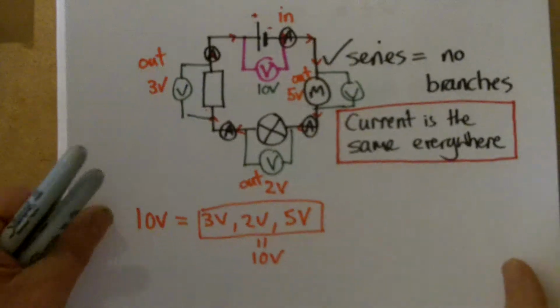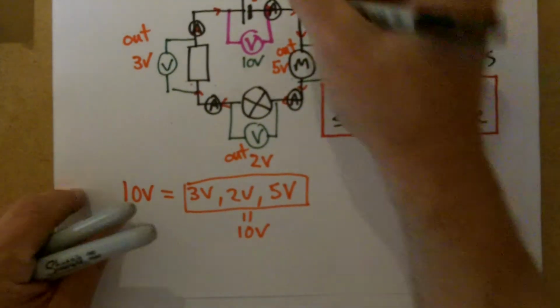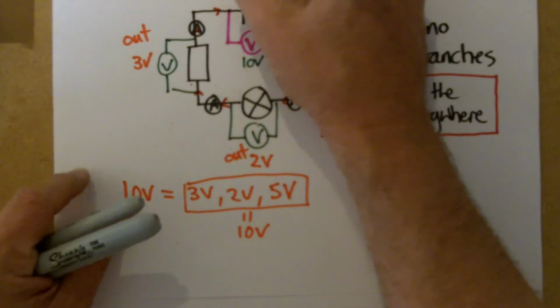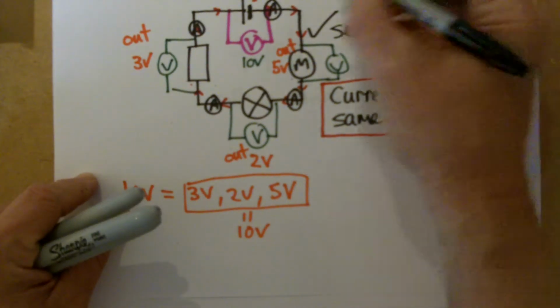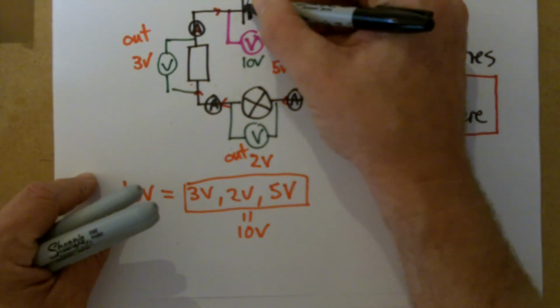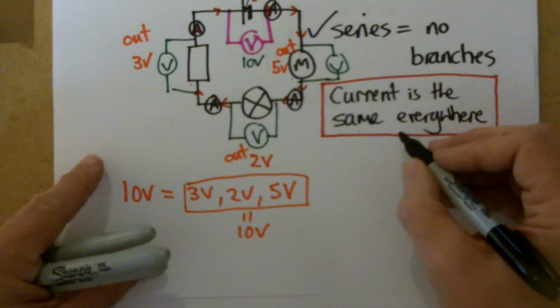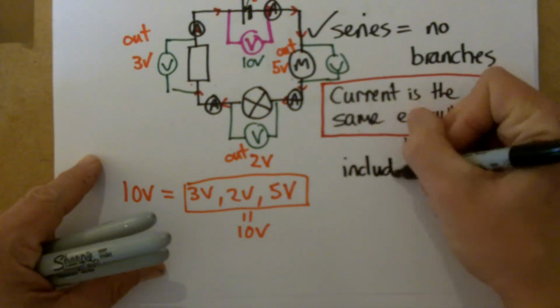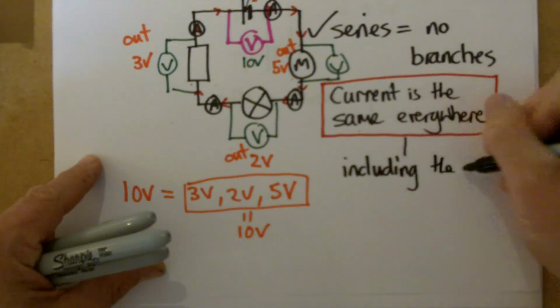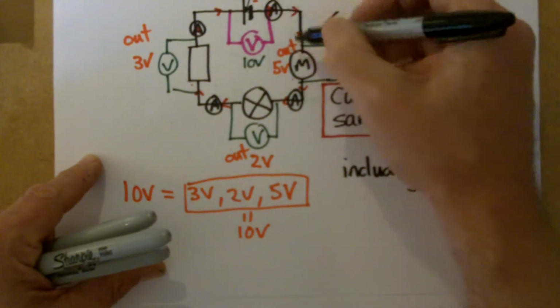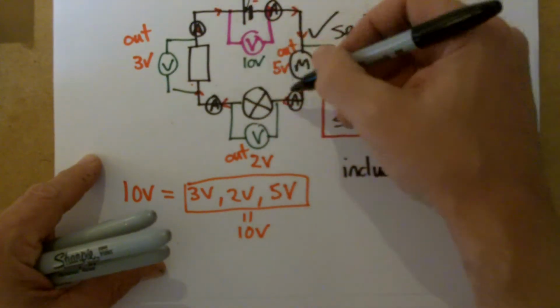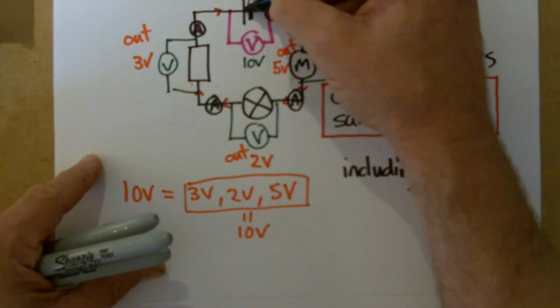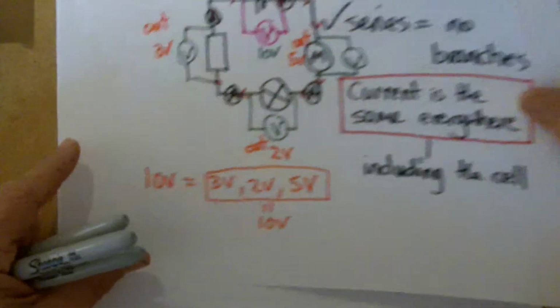Just wanted to say as well that although you can't put an ammeter in a cell, because obviously it's a closed system, if you could put an ammeter in the cell, where it says the current is the same everywhere, that includes the cell. So there's a current flowing through the cell. So this might read 2 amps, 2 amps, 2 amps, 2 amps, and also the current flowing through the cell would also be 2 amps.